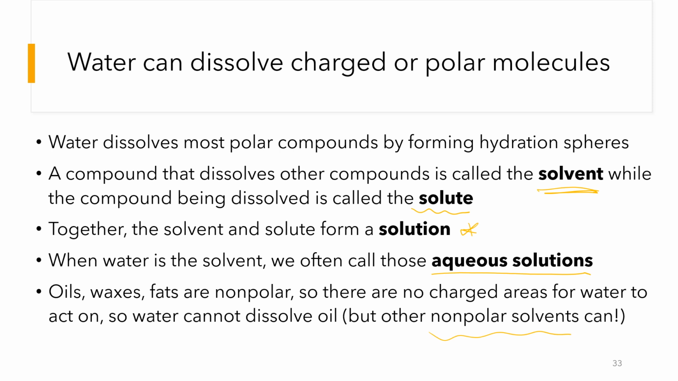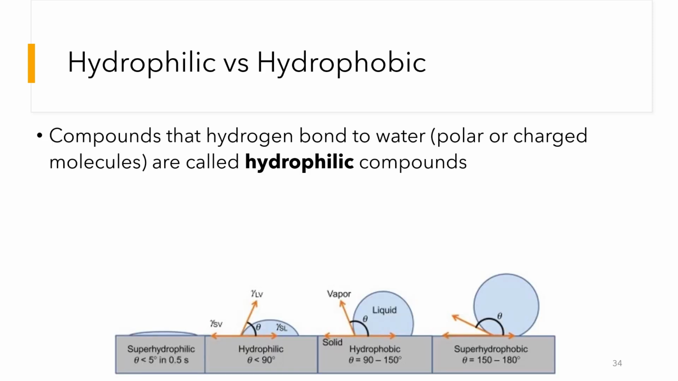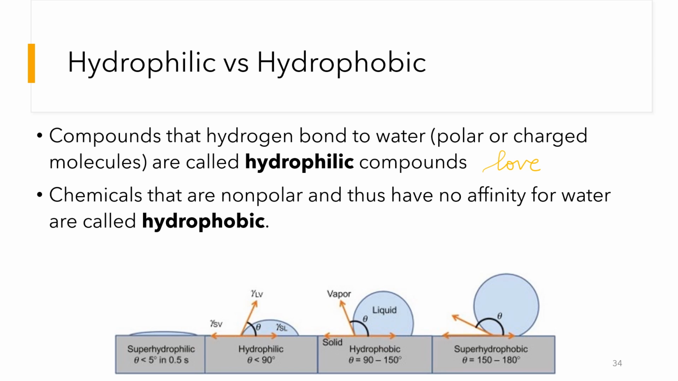That's a topic for another time. Now, compounds that hydrogen bond to water are called hydrophilic. Hydro meaning water, and philic coming from the word love. So this is something that loves water. Whereas compounds that are nonpolar are called hydrophobic, and that word phobic relates to the word phobia. This is fearing water.